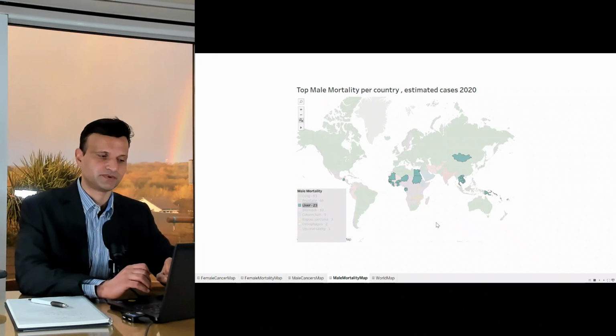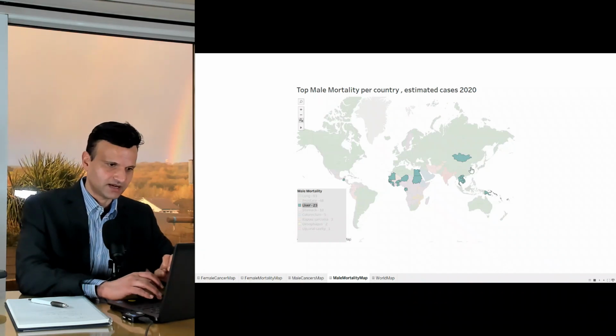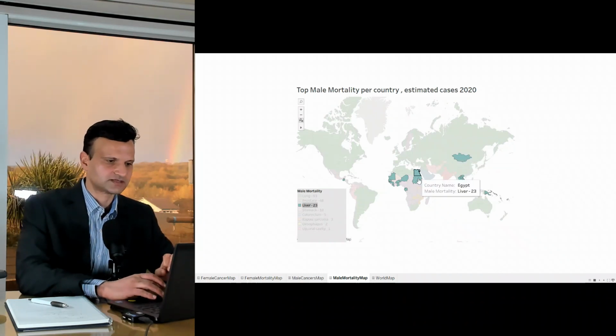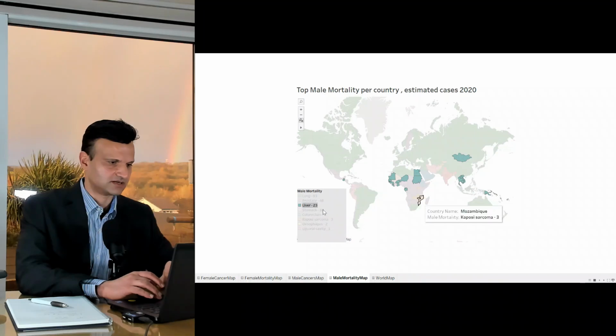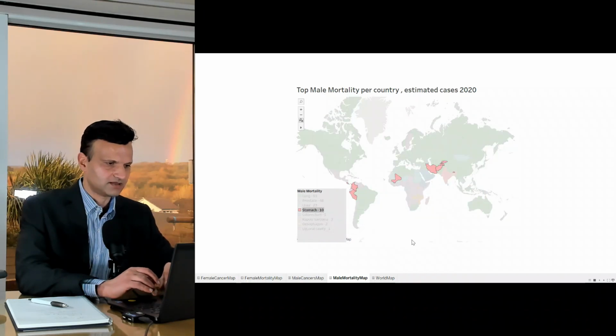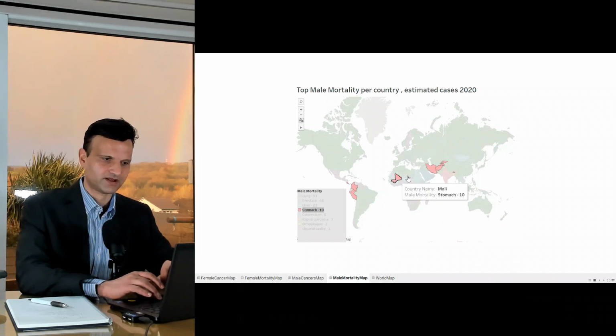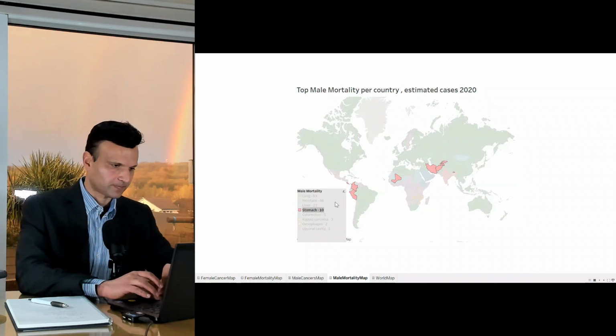Then number 3 on the list, out of 185 countries, in 23 countries the top reason for mortality in male cancer patients is liver cancer. And those are like Mongolia, some in Africa and others in Asia. Then number 4 is stomach cancer: a couple of countries in South America, one country in Africa, and the rest are in Central Asia.